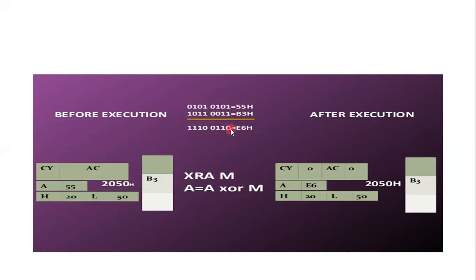XOR: 1 1 is a 0, 0 1 is a 1, 1 0 is a 1, 0 0 is a 0, 1 1 is a 0, 0 1 is a 1, 1 0 is a 1, 0 1 is a 1. So this is E6. Therefore the accumulator now contains the value E6.